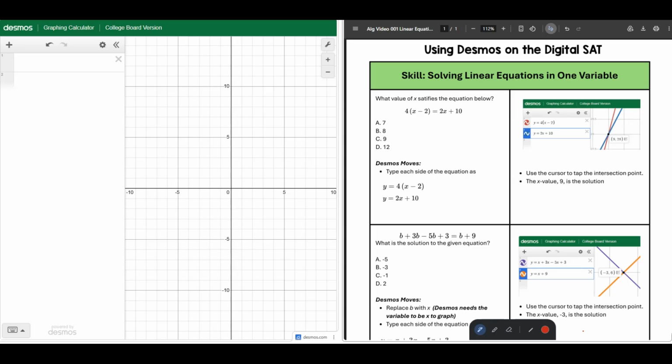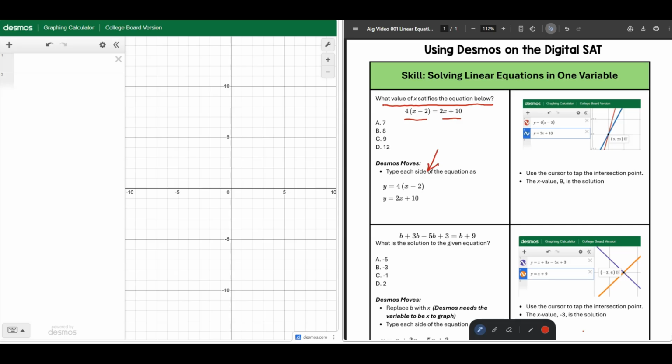So a practice question that we have is: what value of x satisfies the equation below? Now we're going to use Desmos in order to solve this. So first, what you need to do is take each side of the linear equation and write it into its own line.